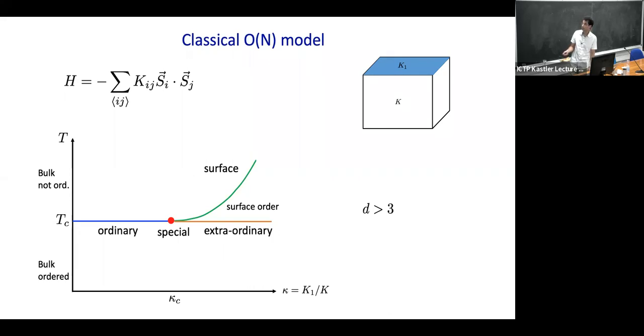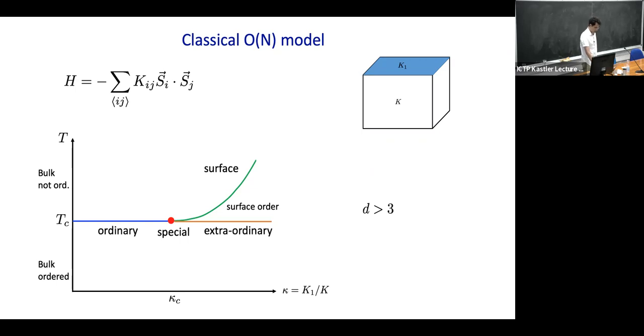No, it's the same temperature, right? Because this is some bulk property. You can think about the order parameter very, very far away from the boundary. And when that order parameter acquires an expectation value, this is the bulk phase transition, it doesn't really care about what happens on the boundary. But the boundary kind of acts as an external field, because the boundary is already ordered. In the thermodynamic limit, no. In a finite size system, yes.